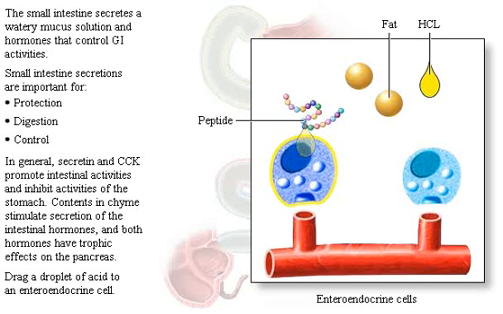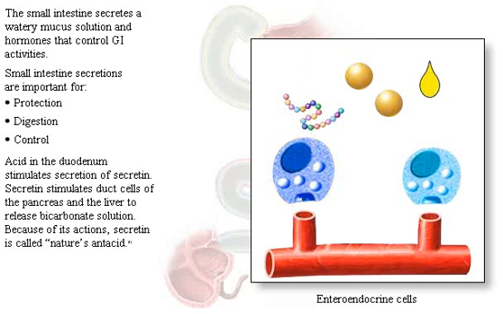Acid in the duodenum stimulates secretion of secretin. Secretin stimulates duct cells of the pancreas and the liver to release bicarbonate solution. Because of its actions, secretin is called nature's antacid. Drag a droplet of fat to an enteroendocrine cell.